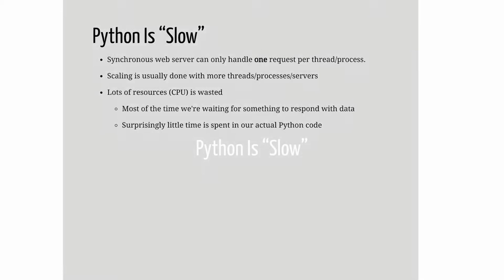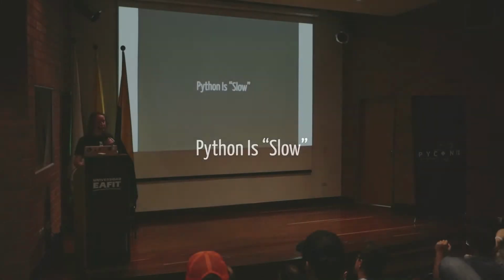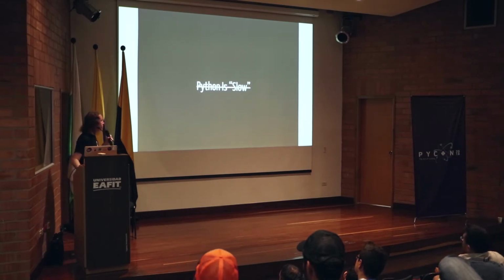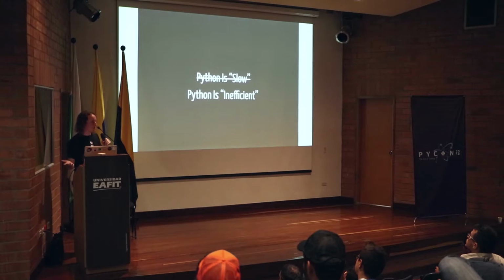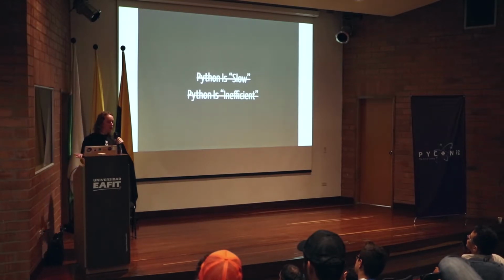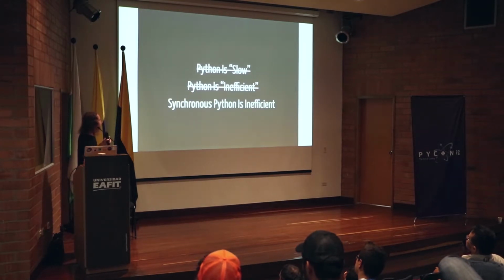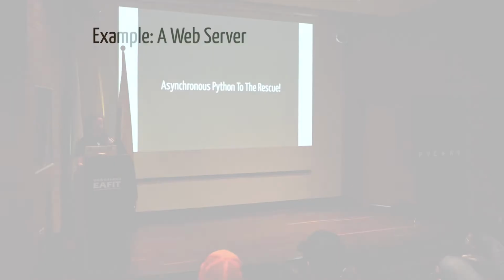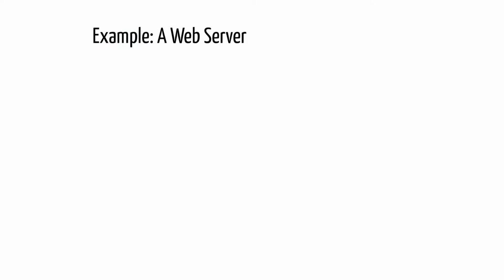So people say Python is slow, and I say that's, yeah, sure, that's true for some things, but maybe it's not that true for everything. I think Python is inefficient. And I also think Python is not inefficient, actually. It's actually synchronous Python that is really inefficient. So let's use asynchronous Python to come to the rescue and save us from all these problems. So yeah, I'm going to give you a very small example of a web server, first synchronous and then asynchronous, and how this looks and why, maybe make it clearer how this works.